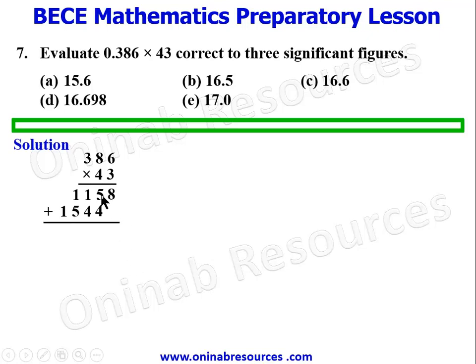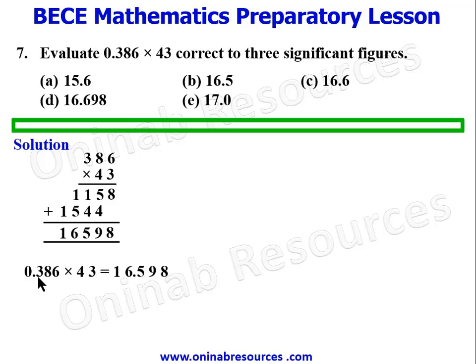So adding this is 8. 5 plus 4 gives 9. 1 plus 4 gives 5. 5 plus 1 gives 6. And here is 1. So therefore we now say 0.386 times 43 will give us 16598. Then we place our decimal point 1, 2, 3. We place the decimal point between 6 and 5.